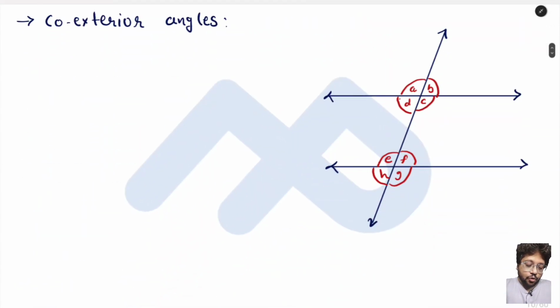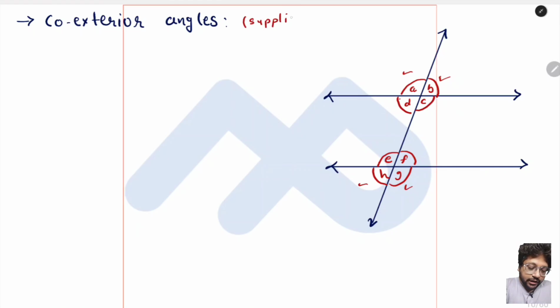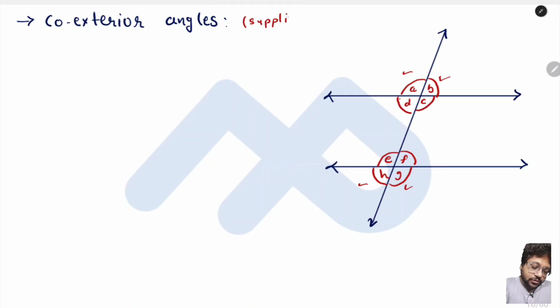Then comes the co-exterior angles. Co-exterior angles are exterior angles of the same side. So this A and H, co-exterior, B and G, co-exterior. And co-exterior angles are supplementary, same like co-interior angles.